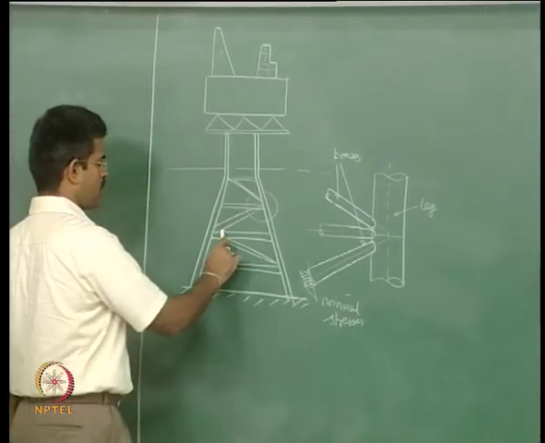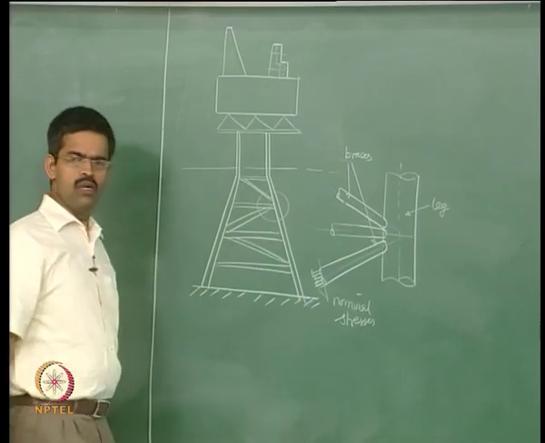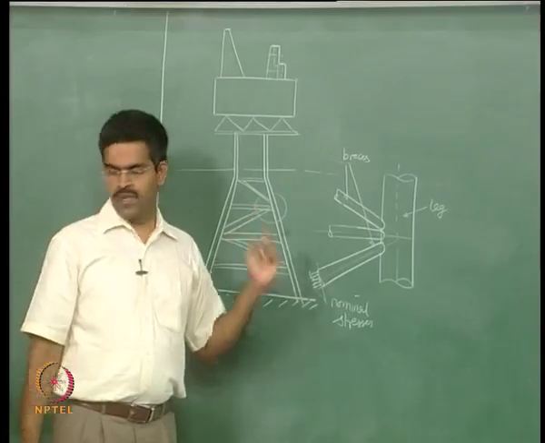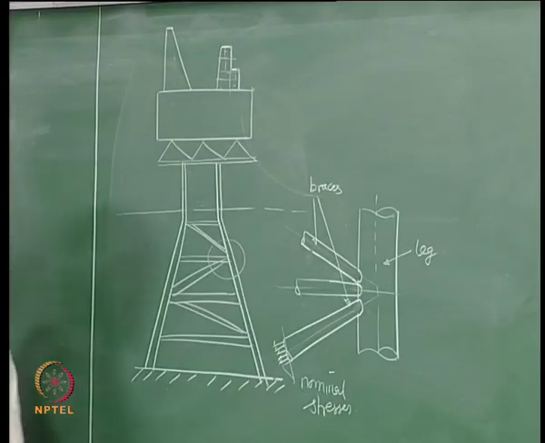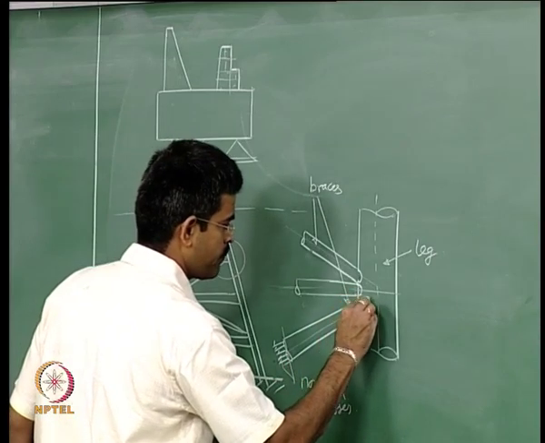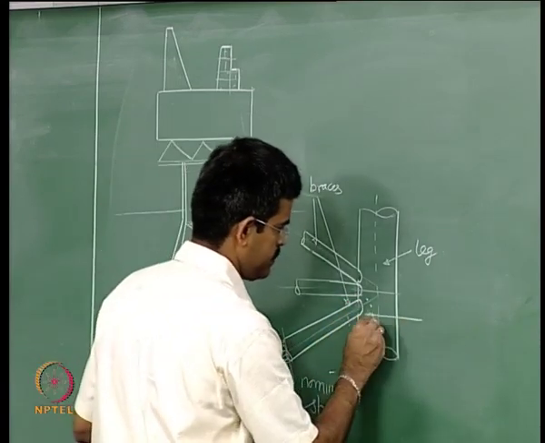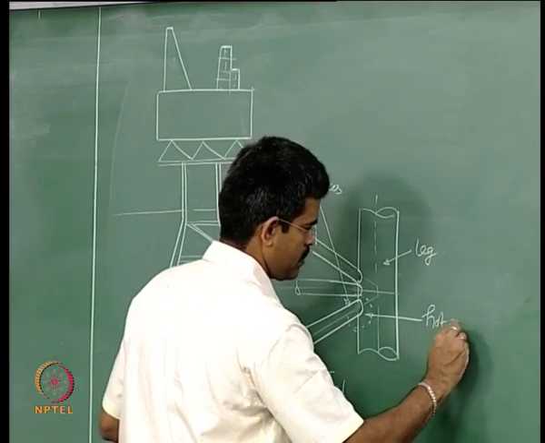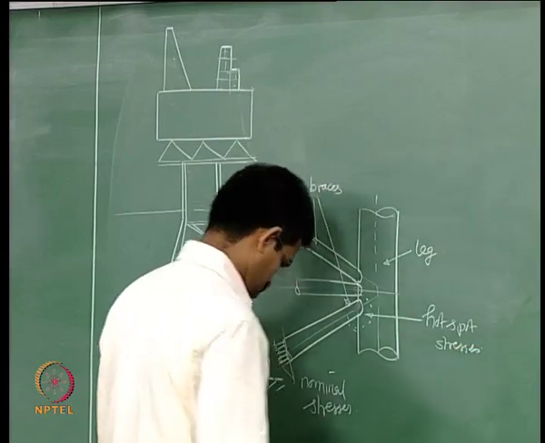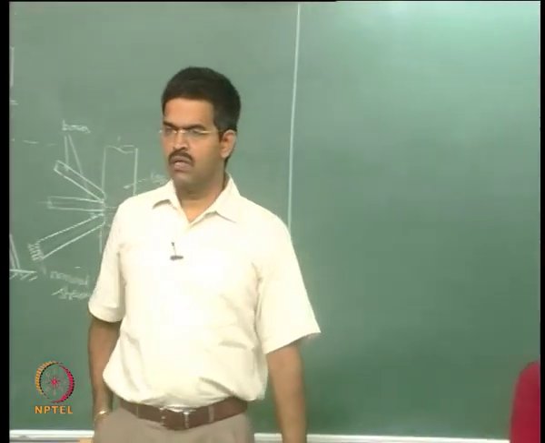Generally the horizontal members will be subjected to compressive forces, whereas the diagonal members will be subjected to axial tension. So, these are the nominal stresses acting on the braces. This is the zone where hotspot stresses will develop.